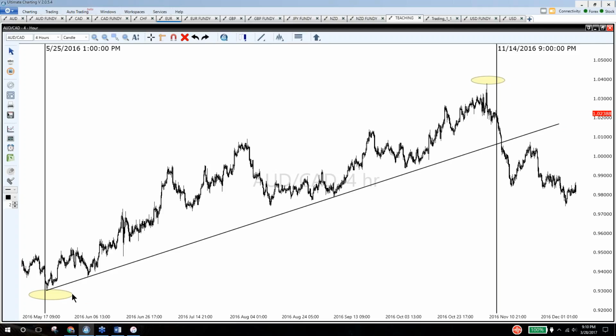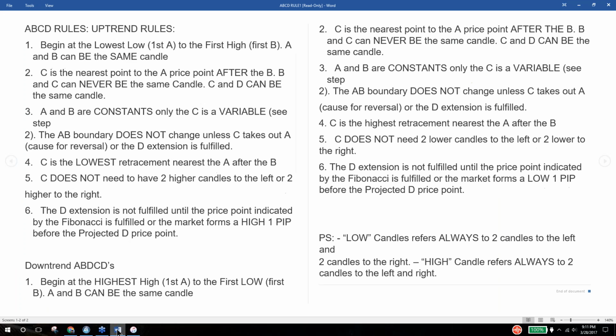So since I have an uptrend here, I'm going to follow the rules when it comes to drawing my ABCDs. Here are my uptrend rules, and you can download this from the handout section as I mentioned before, or you can screenshot it. It's up to you. I'm going to begin at the lowest low. That's going to be my first A. And I'm going to go to the first high, which is my first B. Lowest low to the first high.